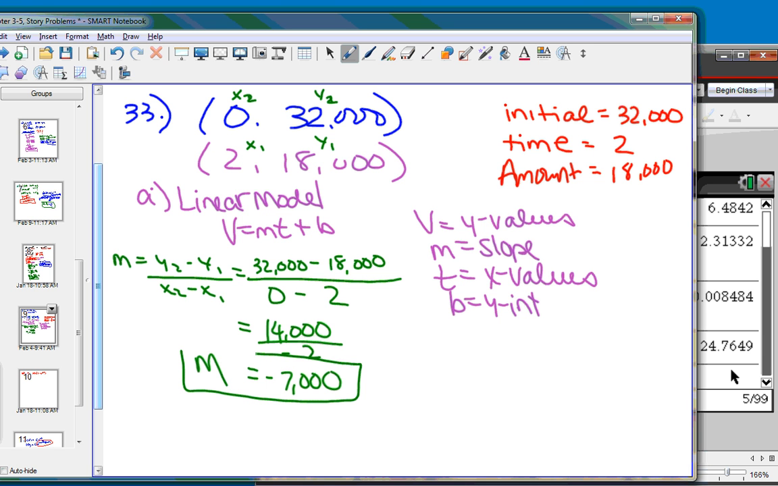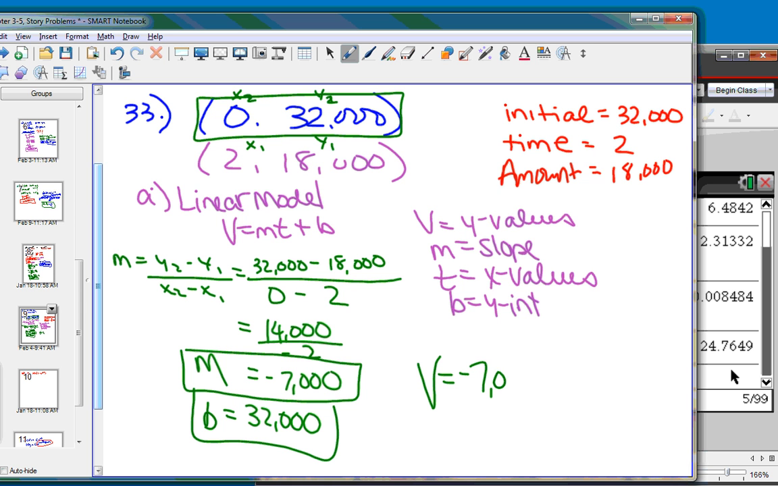Okay, so now I know what my slope is. Now how do I find my B value? My B value is my y-intercept. By definition, what is that? The point on the graph where it touches the y-axis, which means your x value will be, hello? Don't I already have it? Yes. So B is 32,000. So V is equal to negative 7,000 T plus 32,000. That is my equation. That's part A.